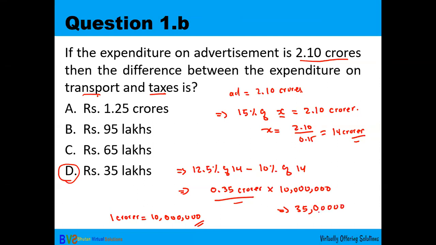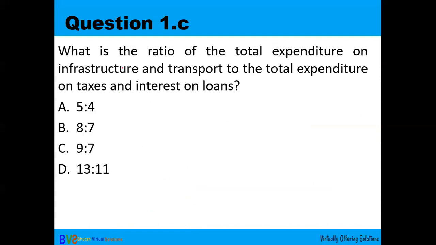Alright, so that is 35 lakhs. 35,000? It is 35 lakhs. So your answer is D. Alright. Now let us move on to C.